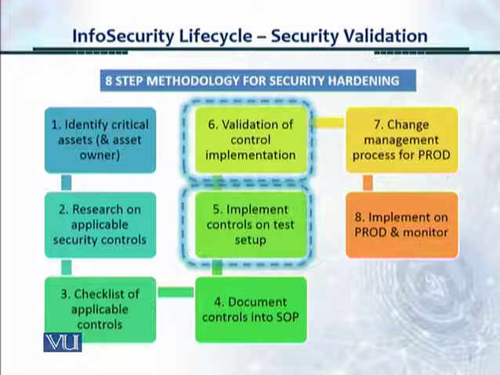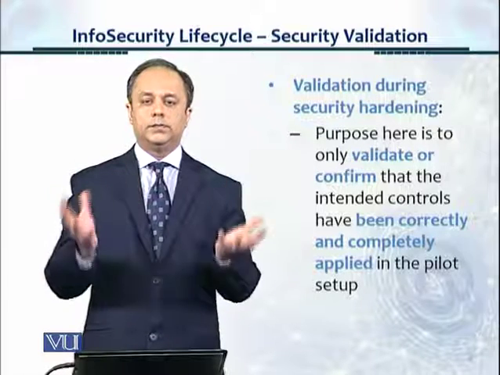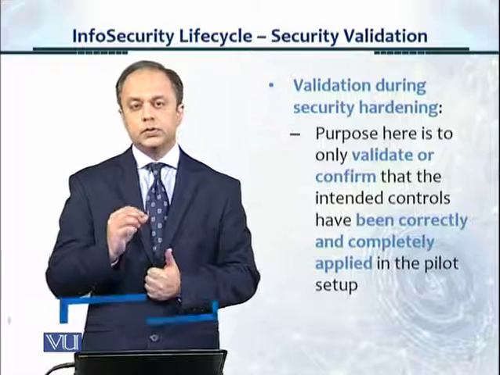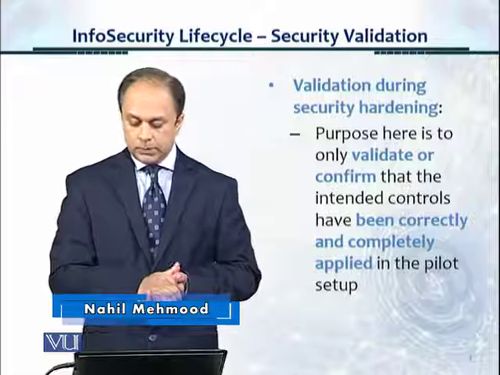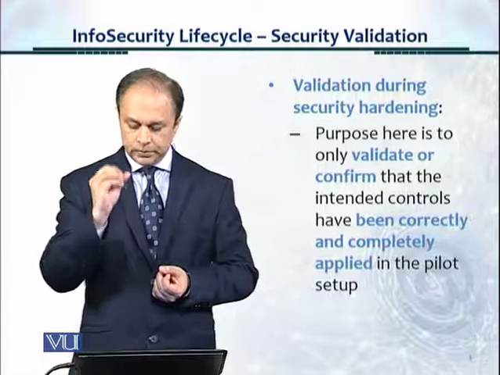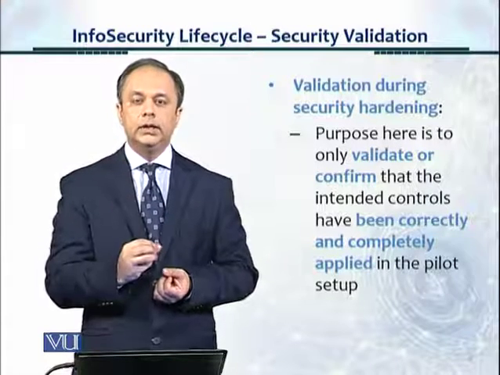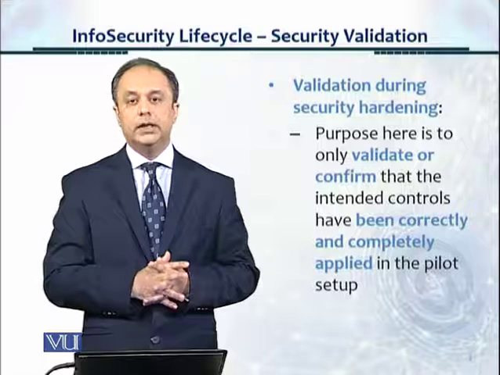Now, the next step after that is that once the controls have been applied in the test and pilot environment by IT teams, they have to be validated and checked in terms of the control implementation, and that is step number 6. So moving on, the validation during security hardening, which is step 1 of the security transformation model, the purpose of that validation as part of the security hardening, which was step number 6, as you saw on the previous slide, the purpose there was only to validate or confirm or check in simple terms that the intended controls, which were already agreed in the checklist, have been correctly and completely applied in the pilot setup.